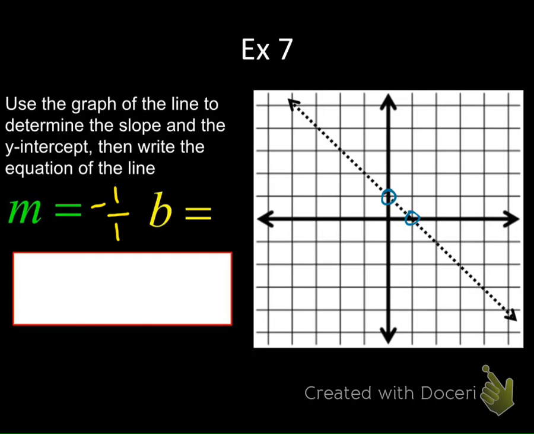What's my y-intercept? Your y-intercept is 1. So you're going to do y equals negative 1 over 1x plus 1. Yep. So you can write y equals negative x plus 1, or negative 1 over 1 x plus 1, or negative 1x plus 1. But because there's a 1 in front of the x, we don't need to write the 1. So y equals negative x plus 1.